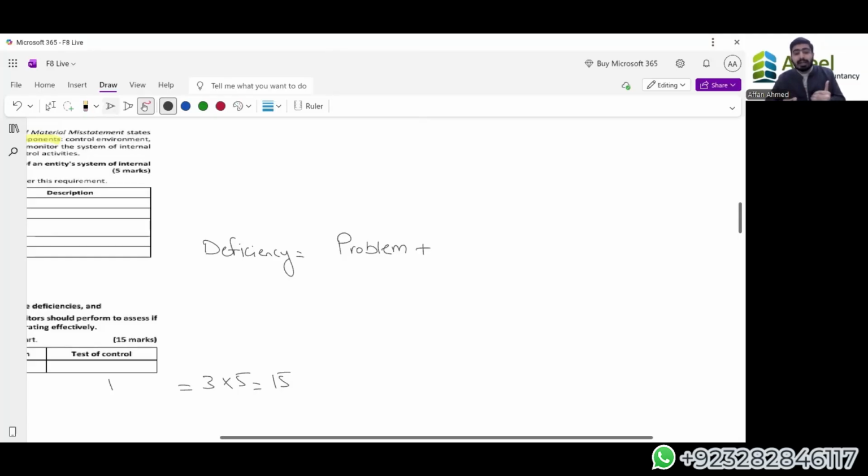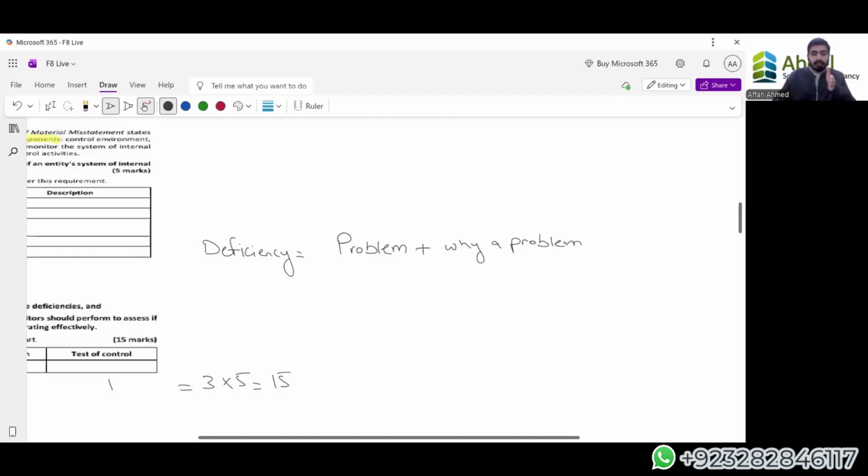Next, explain why it is a problem. Now, let's say I am saying that there are no security cameras. This is just a statement that you have copied from the passage. Now you have to explain to the examiner why no security cameras is a problem. Normally, if someone tells you that your car's tire is flat, okay, this is a problem statement. So why is it a problem?